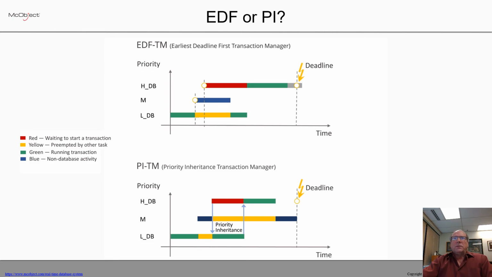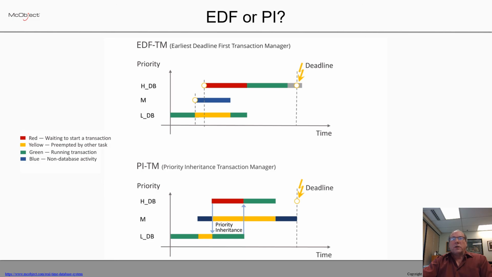So in our scenario, LDB starts a transaction first. After that, M comes in, and because it has a higher priority, it preempts LDB. But LDB still has the database, even though it was preempted, because its transaction is still active. Next, HDB arrives, but it's unable to start a transaction because LDB has the database. The highest priority thread, HDB, will have to wait until the lowest priority thread, LDB, completes its transaction, which in turn has to wait for M to yield. Consequently, by the time HDB gets the database, it doesn't have sufficient time to complete its transaction before its deadline.